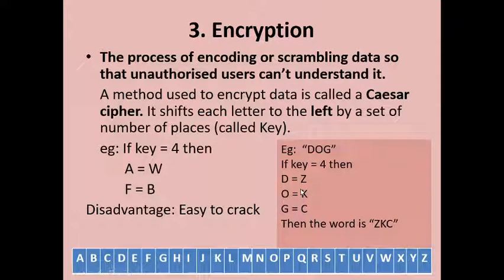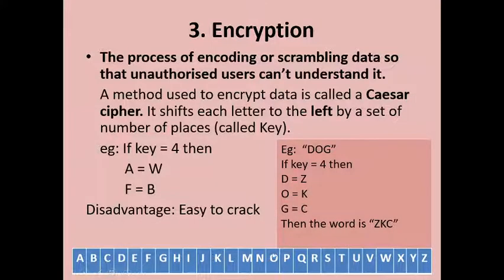We will see. Where's the first letter? The letter is D. It's here. I have to move to my left-hand side 4 places. This is the first place. First, second, third, and fourth. Fourth means it's equal to Z now. It means D is equal to Z now.